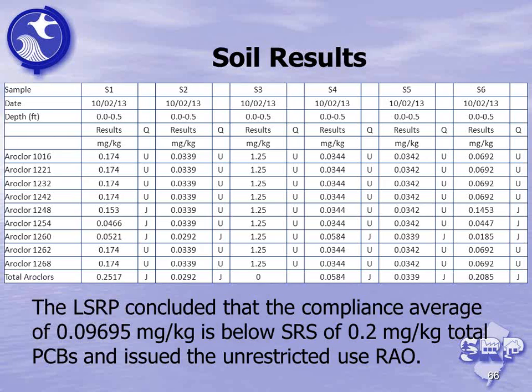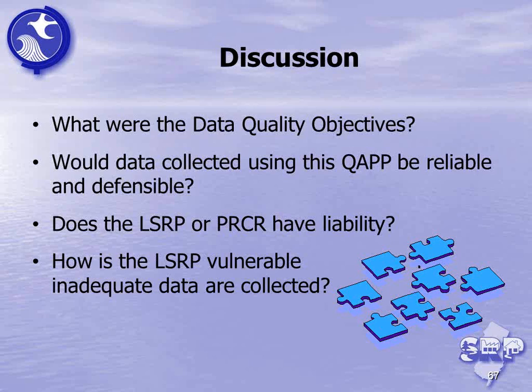Identifying what the standards are ahead of time helps you on the front end, and helps you on the back end when you're looking at how to deal with the data. So what were the data quality objectives? Well, you wanted to determine if, in fact, there was a discharge over the standard. Would this data be reliable and defensible? Well, the data points themselves might be good, but the conclusion that was drawn wasn't. And this is the interpretation. Does this LSRP have potential liability? Yep. Someone else will look at this and say, that doesn't really meet it. And how would they be vulnerable?